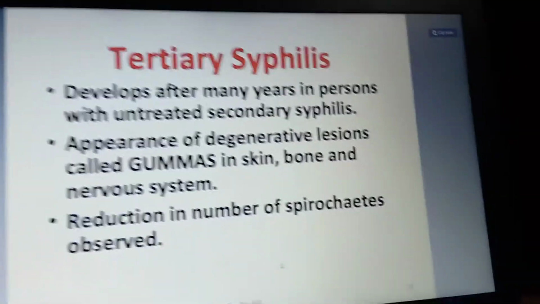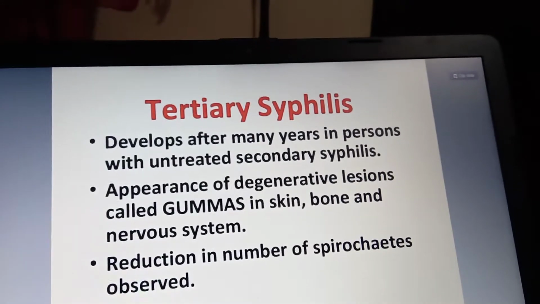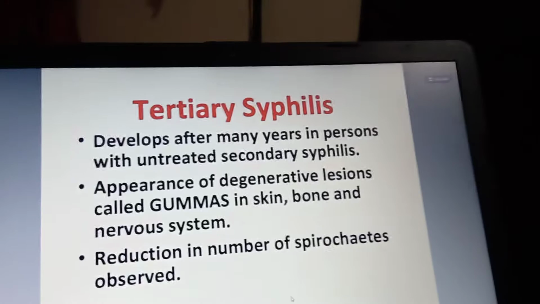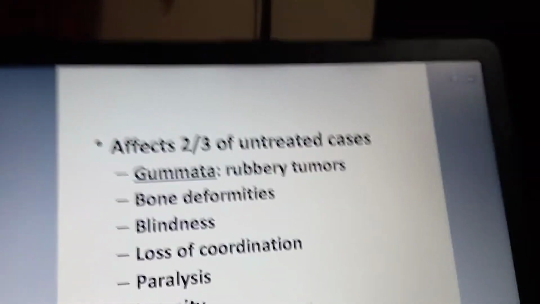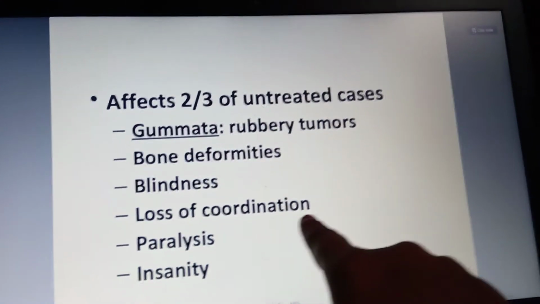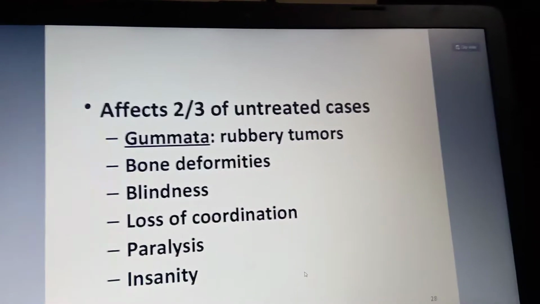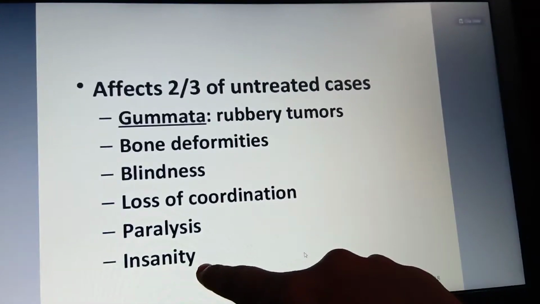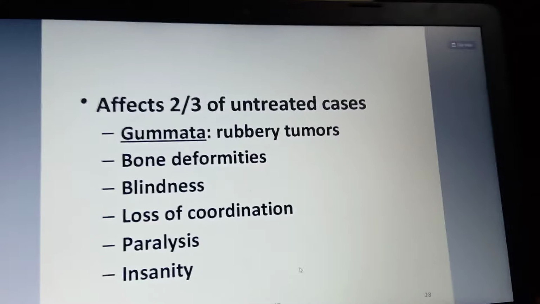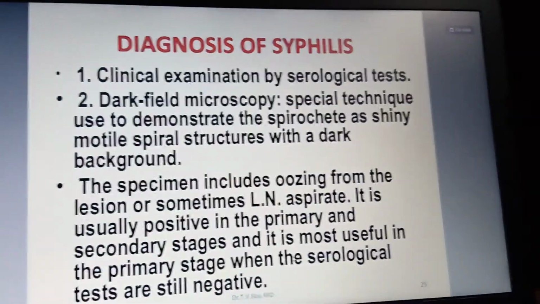Tertiary means the last stage, with degenerative lesions, and your skin, bone, nervous system and central nervous system are all going to be damaged. You get bone deformities, blindness, and loss of coordination, meaning nervous system dysfunction, and paralysis and insanity. Insanity means inability to carry out your normal function. That is regarding the types.